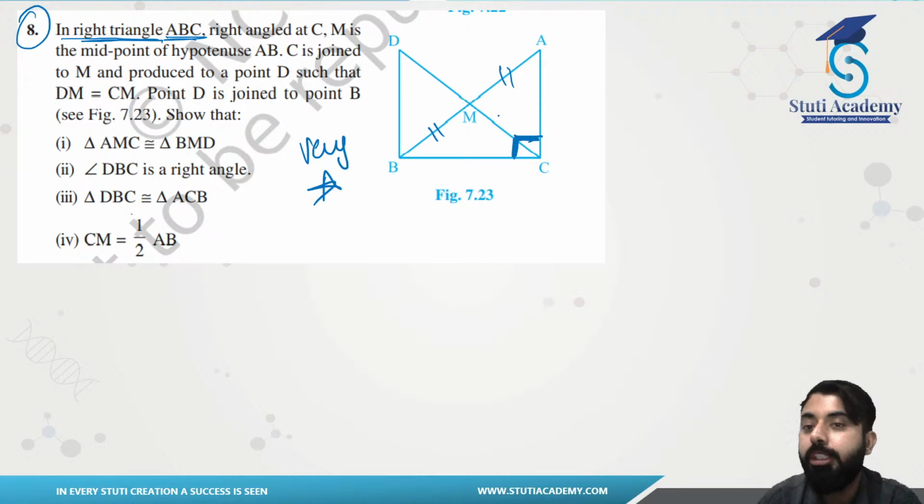C has been joined to M and produced to point D. See, this point has been produced to D, and you have this DC now, such that DM is equal to CM, and you have been given that DM is also equal to CM. Let's just mark this one differently so that you guys are able to distinguish the differences here. So DM is equal to CM. Now we have to prove what?